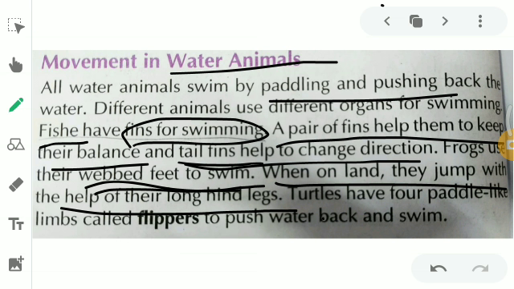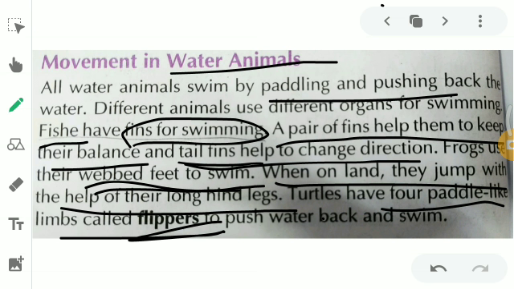So turtles have 4 paddle-like limbs. They are called flippers. 4 ఉంటాయి, ఫ్రంట్లో 2, బ్యాక్లో 2. వాటిని ఏమంటారు? Paddle-like structure. These are called flippers. These flippers help to push the water back. ఎప్పుడైతే వాటర్ బ్యాక్ వస్తుందో యానిమల్ ముందుకు వెళ్తుంది. దాన్ని స్విమ్మింగ్ అంటాం అన్నమాట. ఓకే, దిస్ ఈస్ ద మూమెంట్ ఇన్ వాటర్ యానిమల్స్.